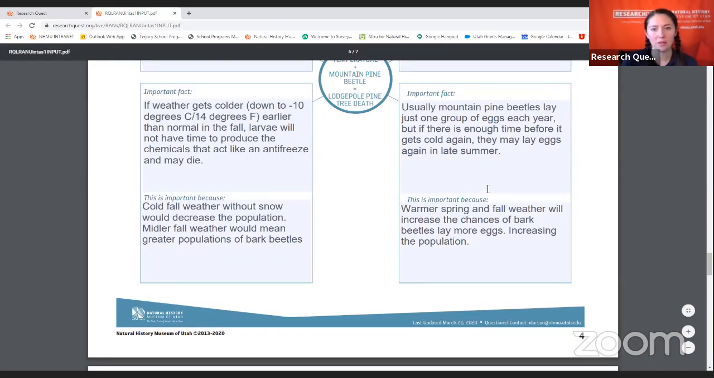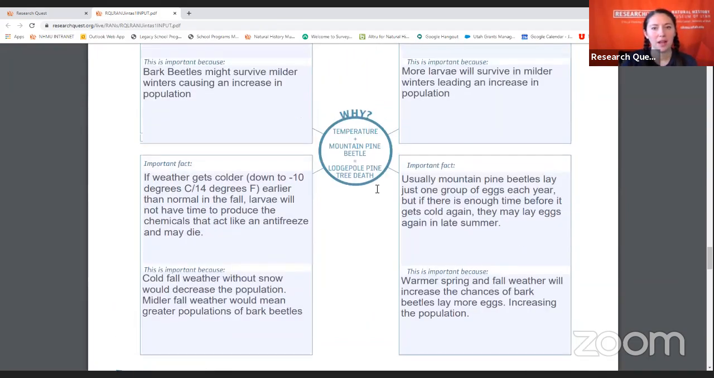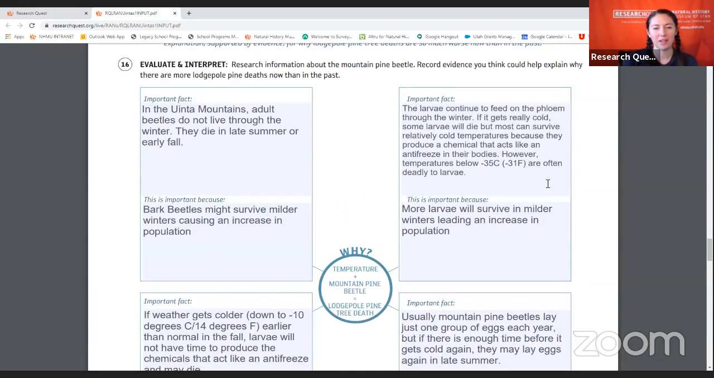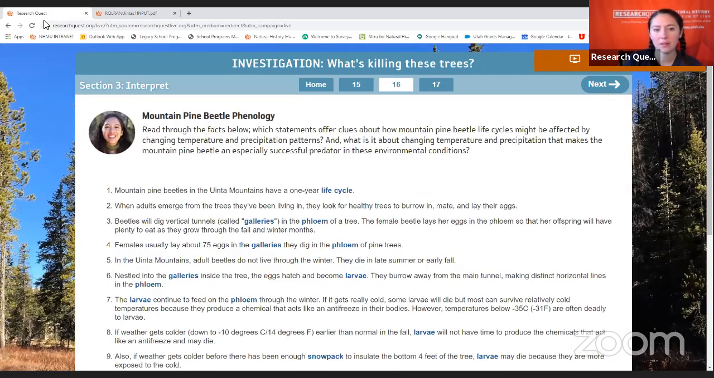Another fact I selected was that usually mountain pine beetles lay just one group of eggs each year, but if there is enough time before it gets cold again, they may lay eggs again in late summer. So I noted that if the spring and fall were both warmer, it would increase the chances the bark beetles would lay more eggs and therefore increase the population. Most of the facts I observed suggest that milder weather, regardless of the time of year, might result in an increase in the bark beetle population. So that's what I noticed.